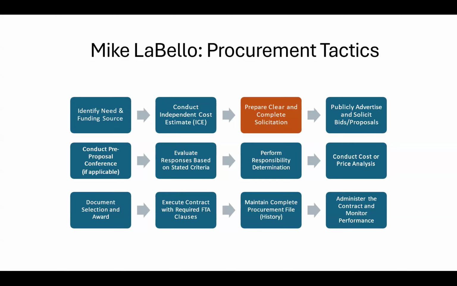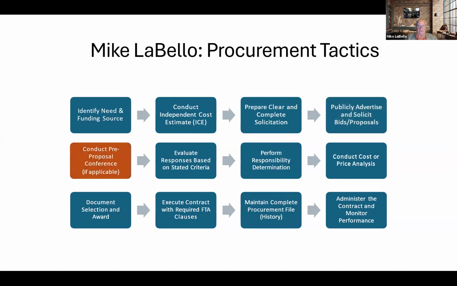So again, you want to include your FTA provisions, your federal clauses and certifications. You want to write a clear scope and specifications. You want to include the evaluation factors and other contract terms in your development of the solicitation. Next tactic, you're looking to publicly advertise and solicit bid proposals. This ensures fair and open competition, another requirement of the FTA, and it also allows you to distribute fairly and with adequate response time.